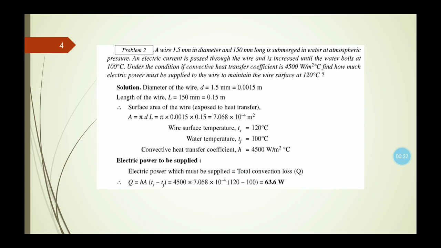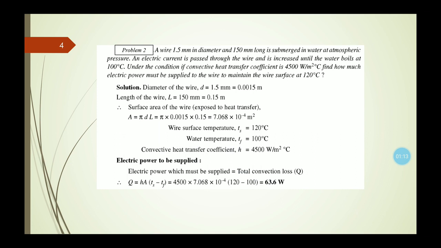From this question itself, you can understand that it is a problem of convection heat transfer. And here the rate equation that we have studied is Newton's law of cooling. So that equation of Newton's law of cooling we need to apply here. In the question, the diameter of the wire was given as 1.5 millimeter, which we have written as 0.0015 meter. The length of the wire is also given, 150 millimeter, which is 0.15 meter.